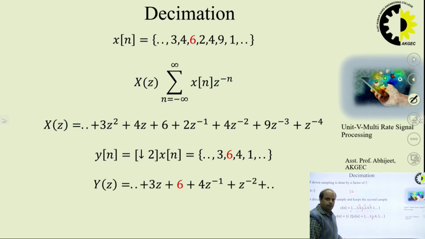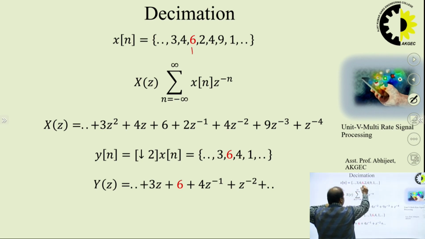Now, what is the effect of this? Suppose I have x(n); this was my original spectrum. I know that X(z), the z transform, is represented by the sum from n equals minus infinity to plus infinity of x(n) z raised to the power minus n. If I represent the above signal like this, it starts and then this is n equals minus 2. So this will be 3z squared, 4z, 6z to the power 0, 2z inverse and so on. What happened to y(n)? y(n) was this. So we discarded a few samples.